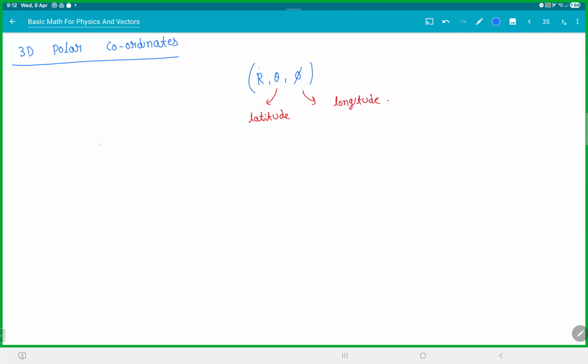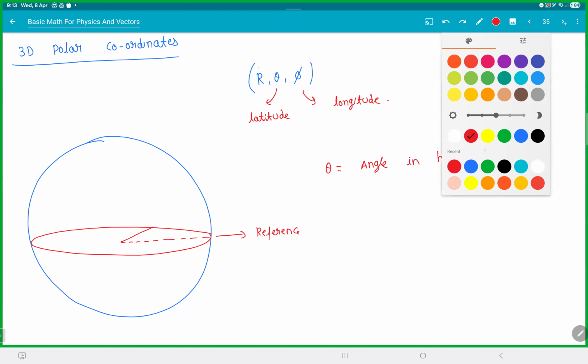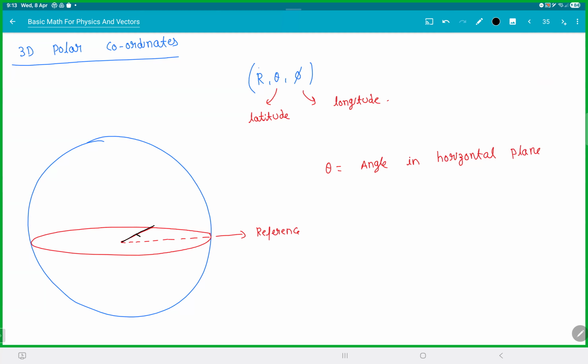So let me show you how it would look. I can't draw a 3D sphere, but we will try to do something like this. We have one circle like this and one circle like this. So theta is the angle in the horizontal plane. Meaning this is how you rotate. This line is your reference. So you rotate this way. This angle is theta.